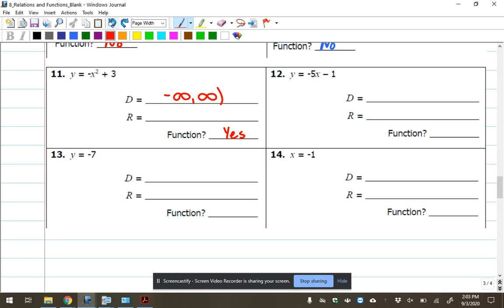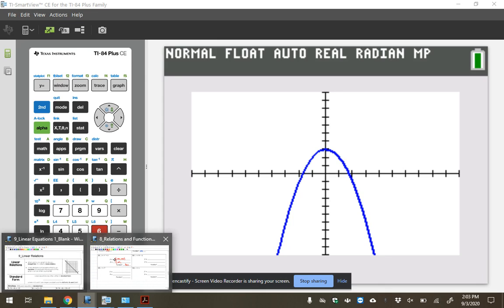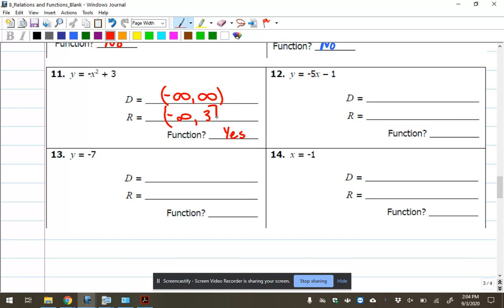The range, however, starts at negative infinity, but where does it stop? Now look at that graph. Where's the top of that graph? 3. So that's where my range is going to quit, is at 3 bracket.